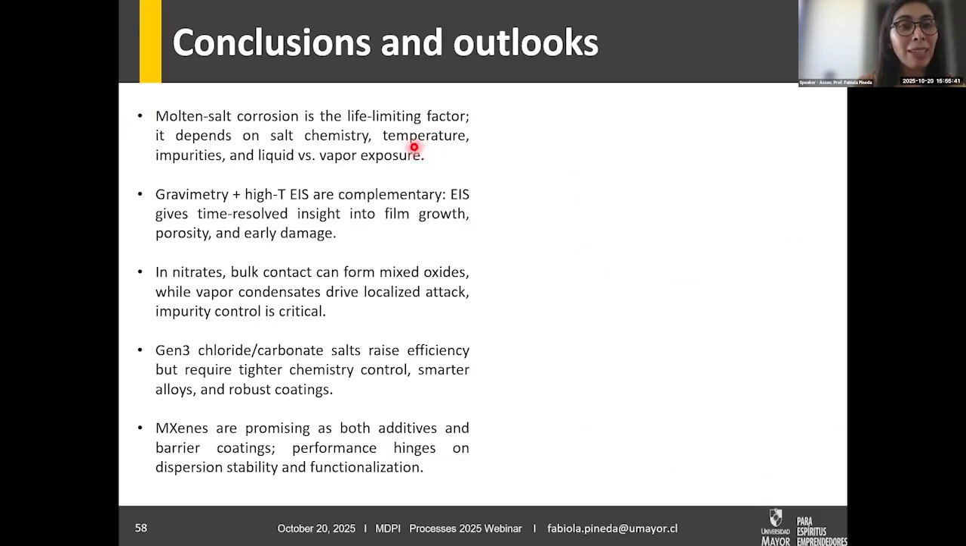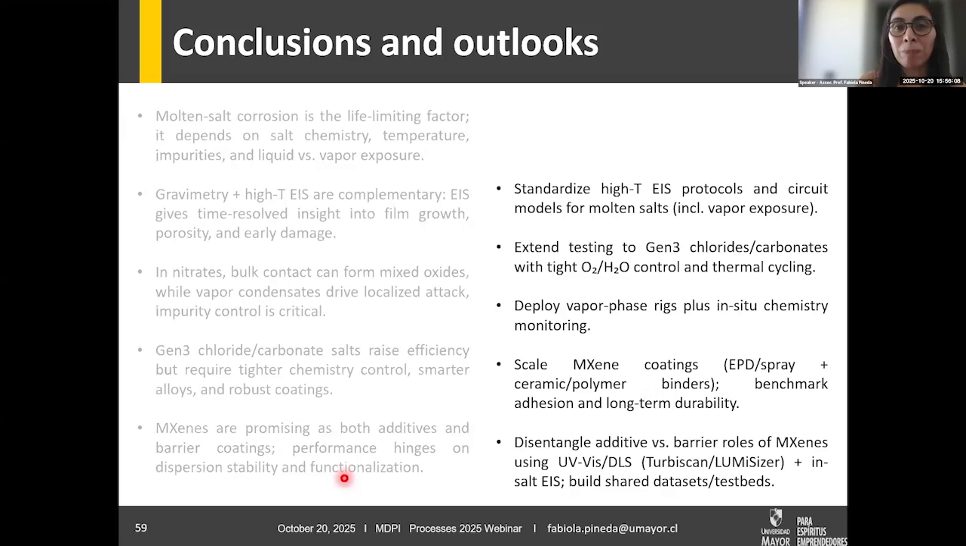So to conclude, we can say that molten salt corrosion is a lifetime limiting factor, that we can use gravimetric and electrochemical impedance setups to study these types of problems, that we are now studying nitrates, which is very good compared with other options like chlorides and carbonates, and that MXenes are very promising as additives and as barrier coatings to avoid corrosion.